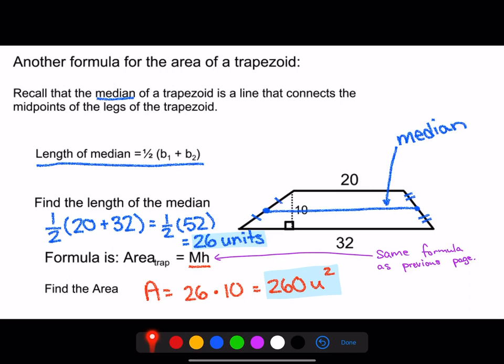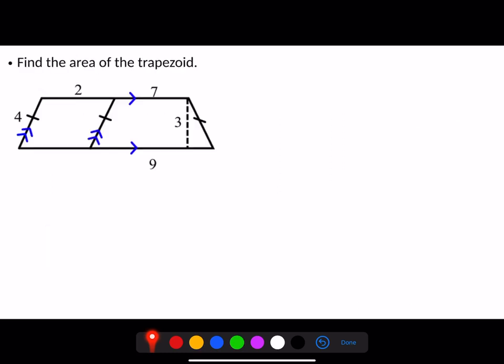Now, if I take that median and multiply it by the height, all of a sudden we have the area of a trapezoid. That's the same exact formula as the previous page. So 26 times 10 will give us 260 units squared. So that's the area of this trapezoid, 260 units squared. Fantastic. Let's go ahead and keep moving on.